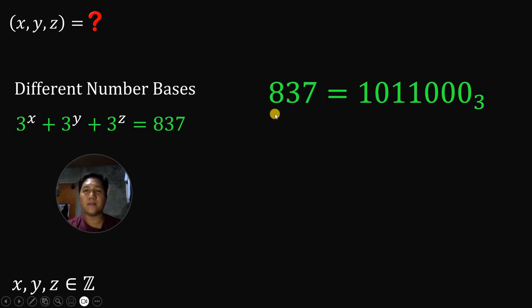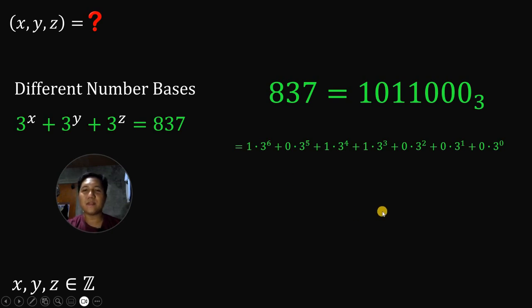Now what does it mean? 837 must be equivalent to 0 times 3 raised to 0, plus 0 times 3 raised to 1, plus 0 times 3 raised to 2, plus 1 times 3 raised to 3, plus 1 times 3 raised to 4, plus 0 times 3 raised to 5, plus 1 times 3 raised to the 6th power.